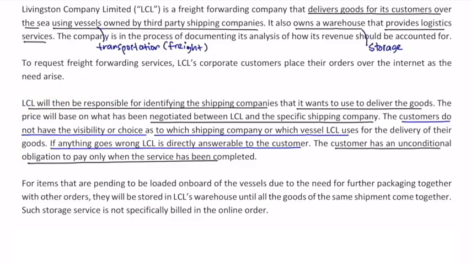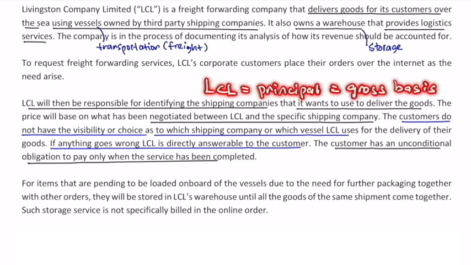The price to charge the customer is a negotiation between LCL and the customer, and the fee to pay to the shipping company is a negotiation between LCL and the shipping company. The customer does not have control over the shipping company's services. All this indicates that LCL is acting as a principal. LCL should account for revenue on a gross basis.